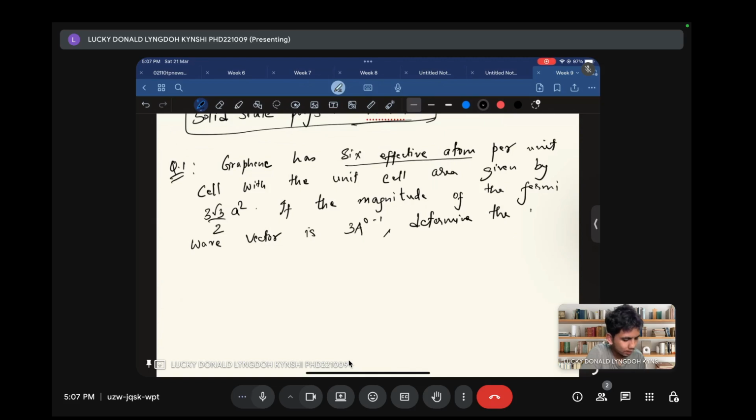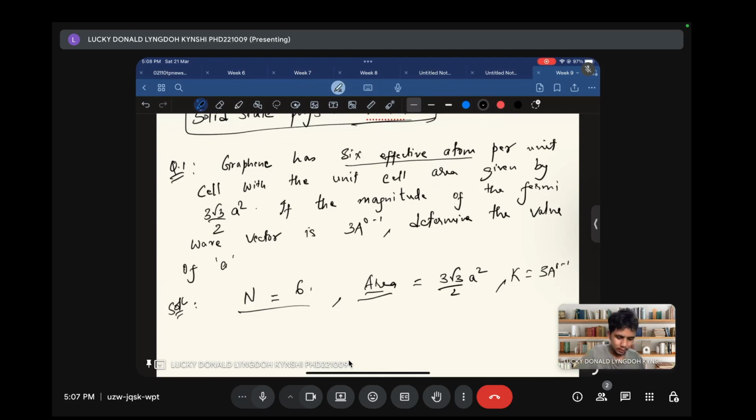If you look at this problem, what is already given to you is n, the number of atoms per unit cell, which is 6. The area is also given to you, equal to 3 root 3 by 2 a square. Then what else is given to you? kF, the Fermi wave vector, is given as 3 angstrom inverse.